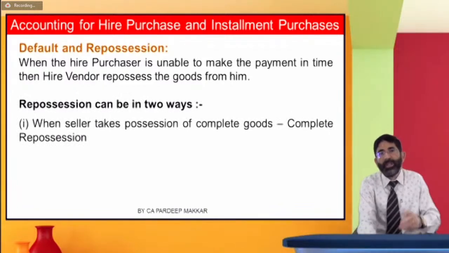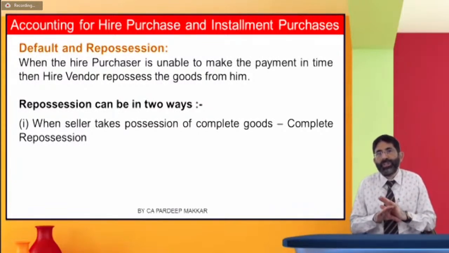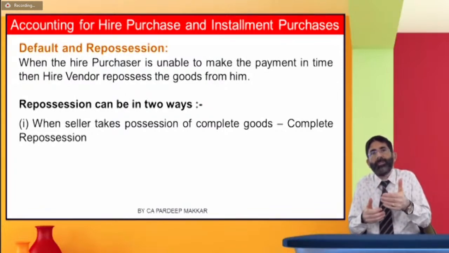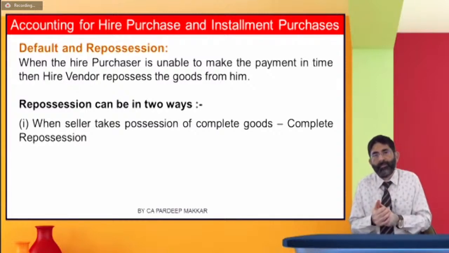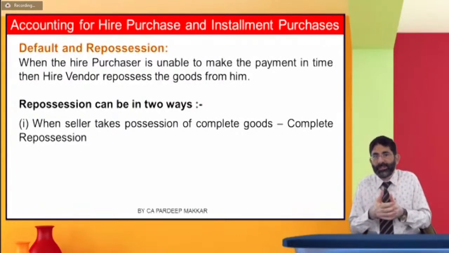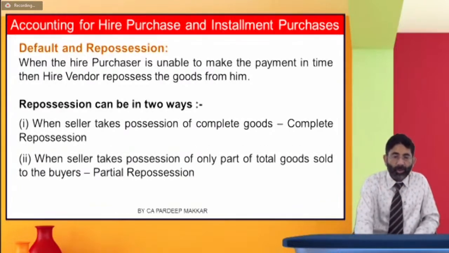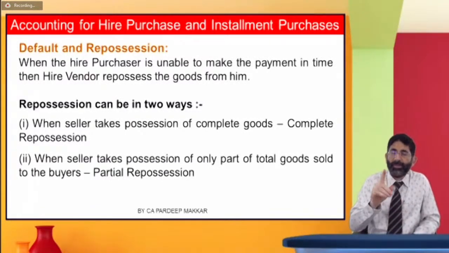So repossession can be in two ways. One is complete repossession. Like in the given case, with the pickup van, there is a complete repossession. There is no chance of anything else because we have only one pickup van. He can't take back only half the pickup van and leave half with us. But if we have purchased three pickup vans, then there may be a chance that after mutual discussion, he may go for partial repossession. He may take back only two pickup vans and leave one pickup van with us.